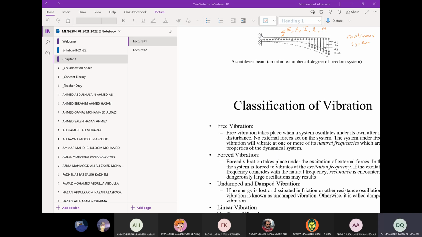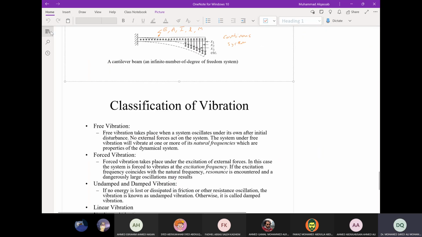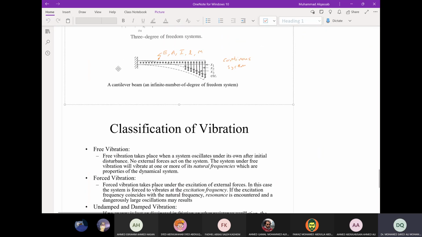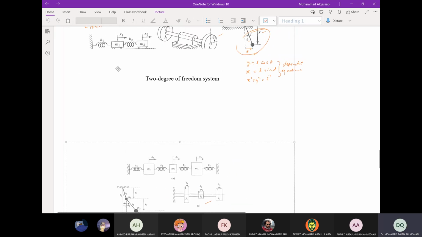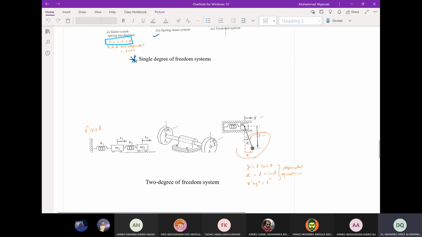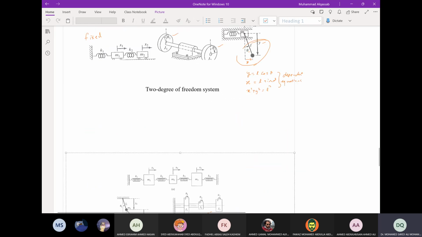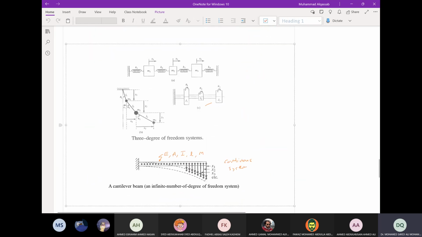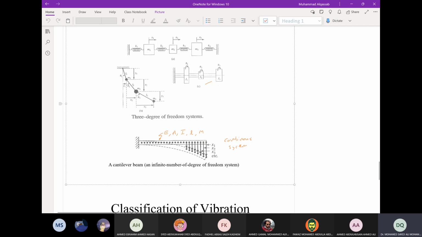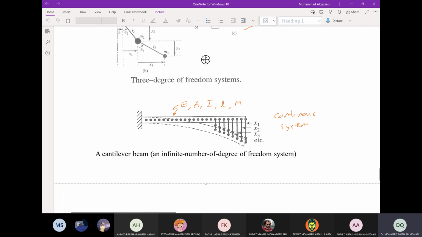Okay, so this is our second lecture in chapter 1. Last time we talked about degrees of freedom. We say we have single degree of freedom and 2 degrees of freedom and so on until we get into an infinite number of degrees of freedom for a continuous system.